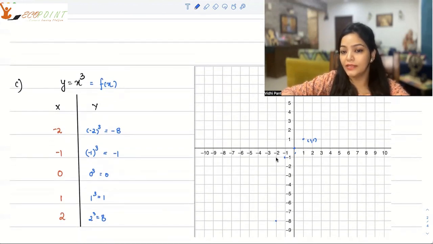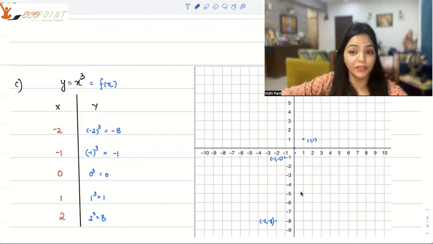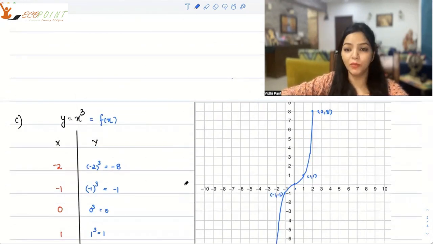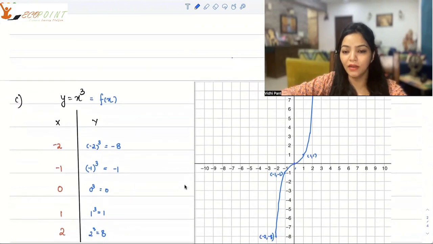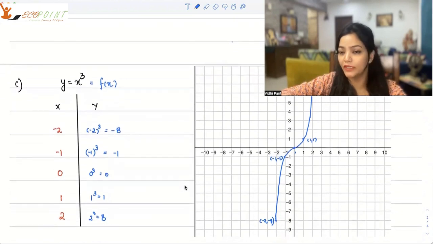Similarly, when x is -1, what we are getting is -1. So -1 out here. When x is -2, what we are getting is -8 as our output. Hence these are the points which would lie on this graph of x cubed. We will join up these points in order to see what the graph actually looks like. Joining through these points, you would see the graph looks something of this sort.